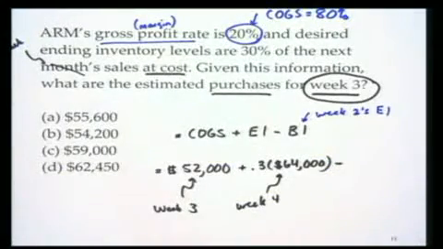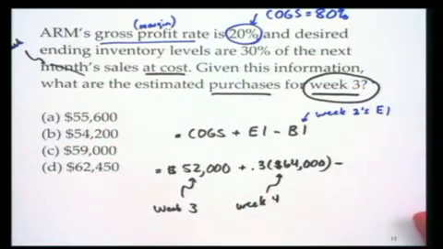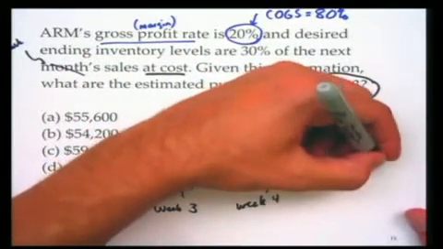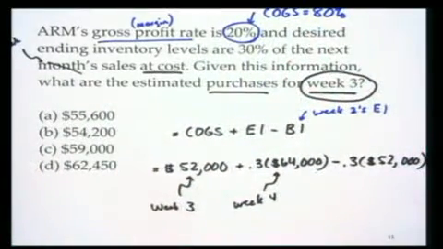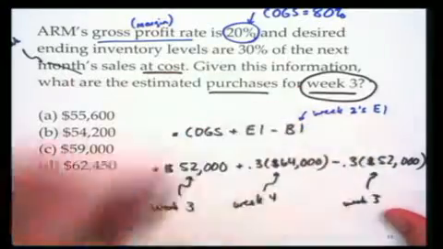So strangely enough, week 3's beginning inventory is 30% of week 3's sales. That's really confusing. Okay? So again, we're going to add there 30% of week 4's sales. We're going to subtract off 30% of week 3's sales, which is the 52,000 itself. Make sense? Remember this rule? Okay? So one more time, I want to make sure you guys get that. So 30% of week 3's sales is where that comes from.